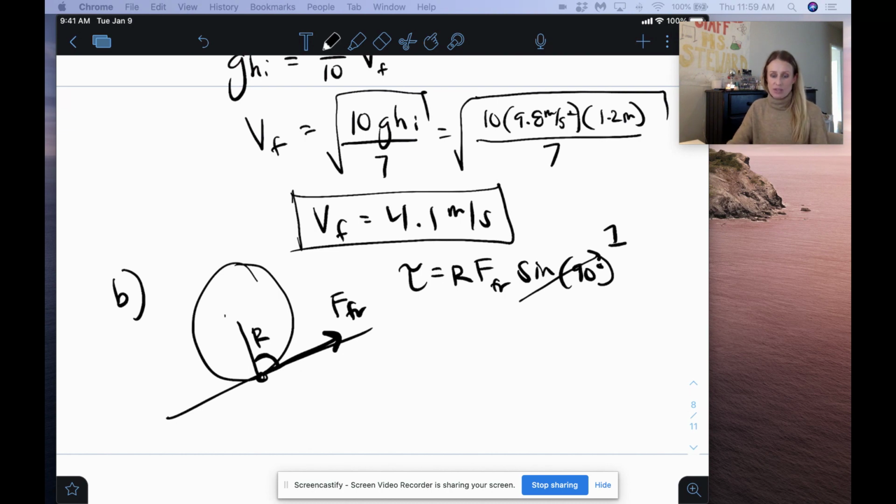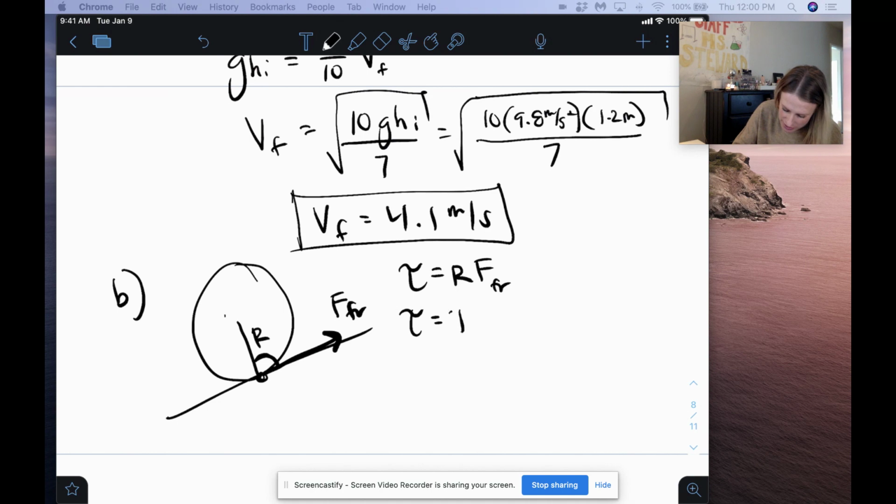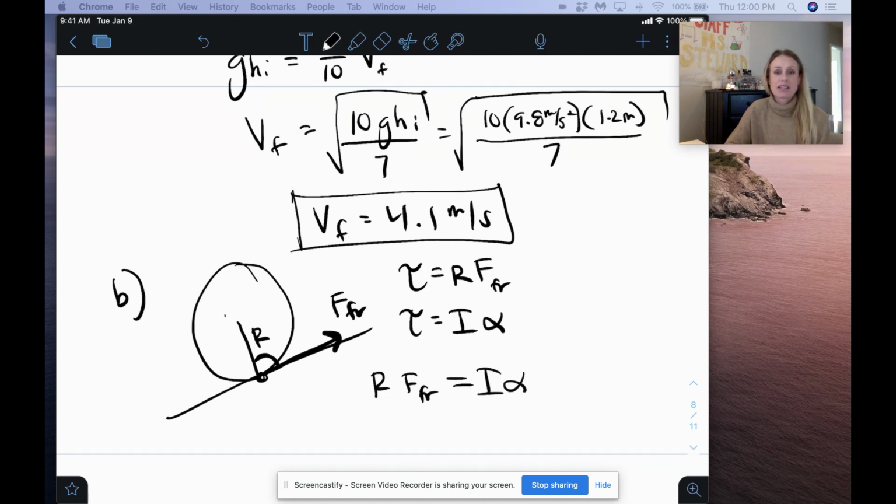So that whole term we don't even really have to write down if we remember that when we have a perpendicular force to the moment arm, then we have our maximum torque. Okay, so we can just write that R times F of friction. Now we also know that torque is also equal to our rotational inertia I times angular acceleration here. So we can set these two things equal to each other. So we get R times the force of friction equals rotational inertia times angular acceleration.